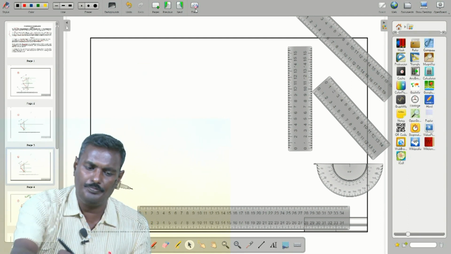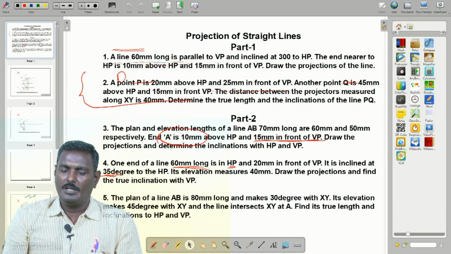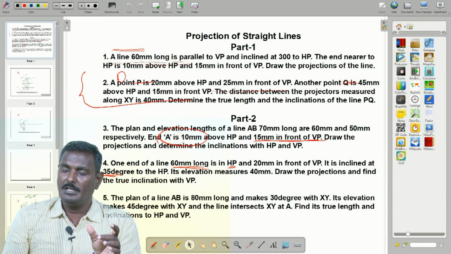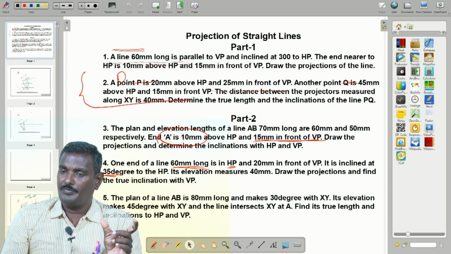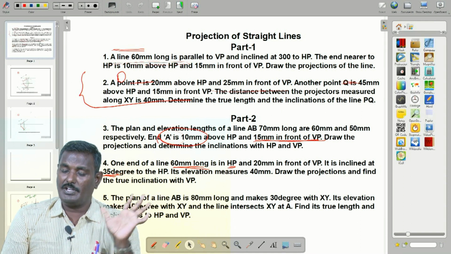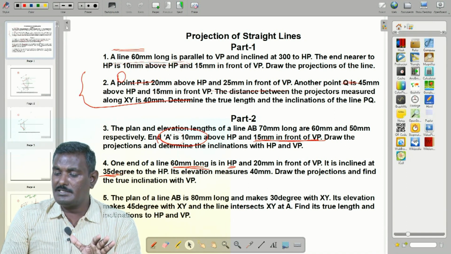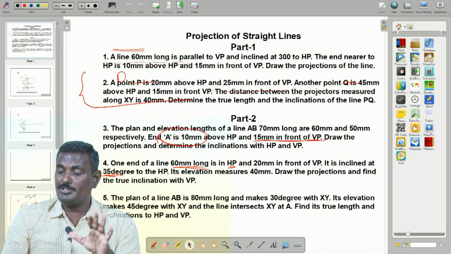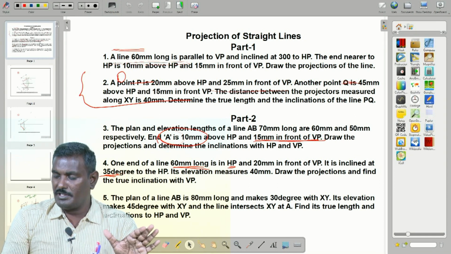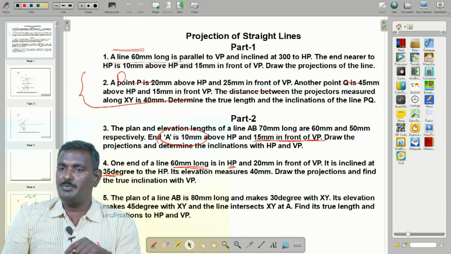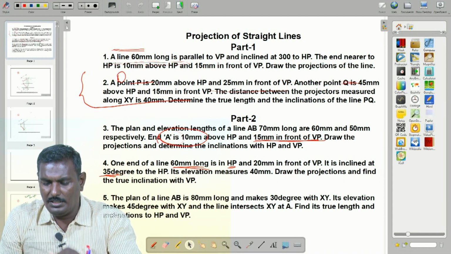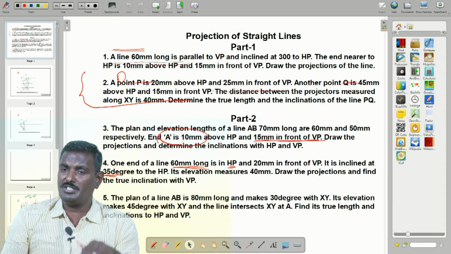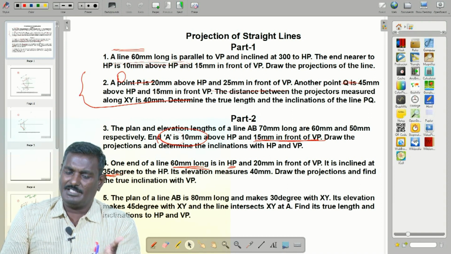Now move on to problem number 5. What is problem number 5? The plan of a line AB is 80 mm long, and it makes 30 degrees with XY. Its elevation makes 45 degrees with XY, and the line intersects XY at A. Find its true length, because here the true length is not given, and the inclination to HP and VP. They are not asking for any two true ones, but they have already given the apparent inclinations, and the true inclination is asked. So, now we go for the construction, is it?